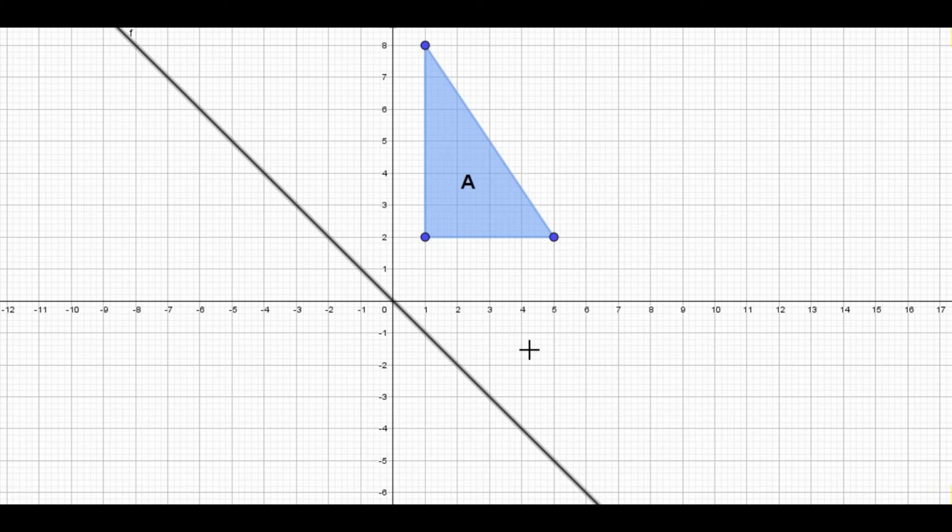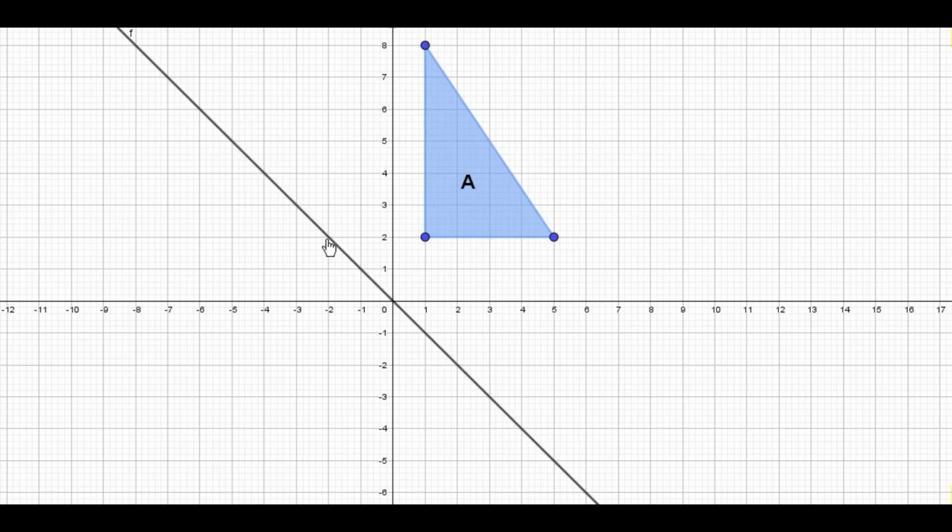You can make a table, give x values and find the corresponding y values. Any method you can apply there. First of all, draw the mirror line y equals minus x. After drawing y equals minus x, this is the mirror line. If this is a mirror and this is the object, its image will come opposite to that mirror. So in this region the image will come, and the distance from the mirror to the object will be the same. So that concept we are using here.